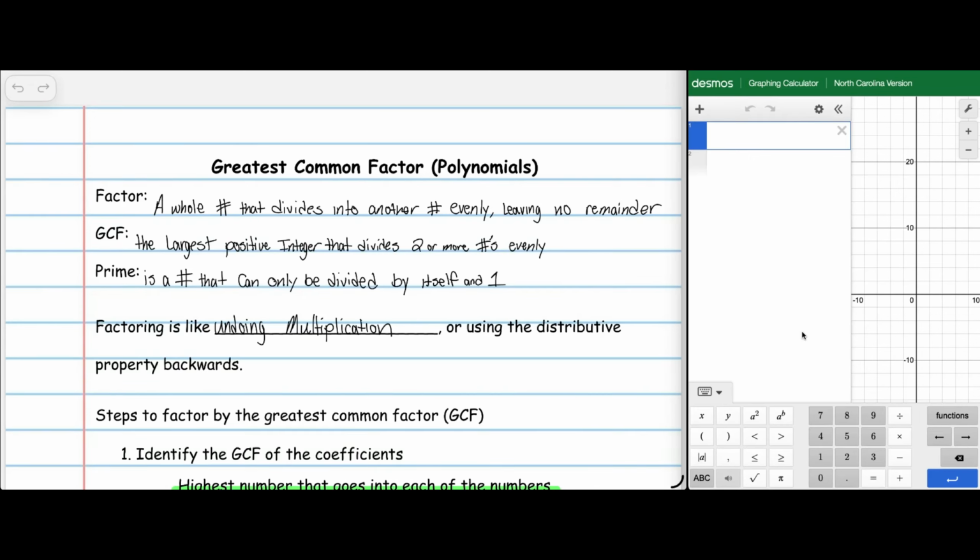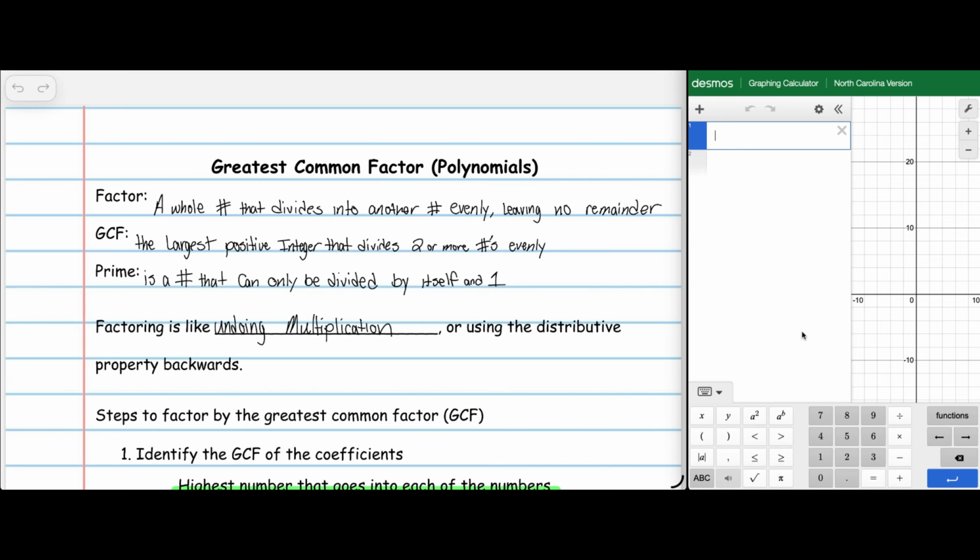All right, class. So today what we're looking at in this lesson is greatest common factor. And we're going to be looking at greatest common factor as polynomials, okay? But before we go into our examples, let's look at some definitions and some steps that we're going to take in order to find GCF.